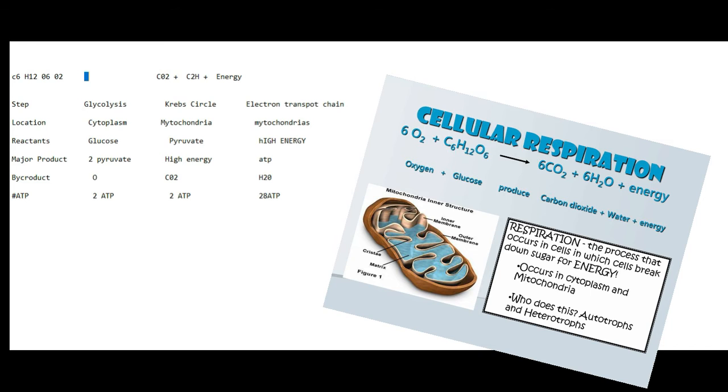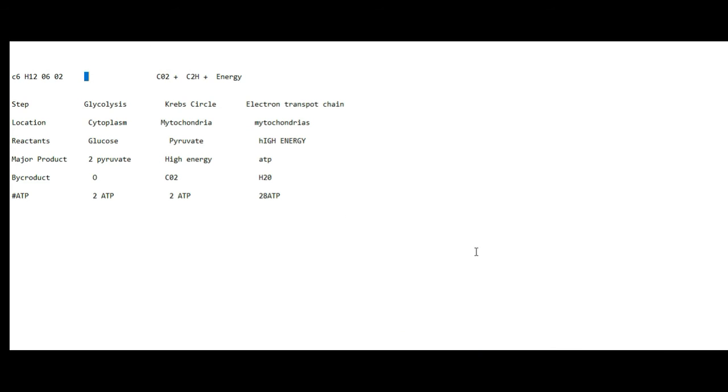I'll list up here the things we will look at for each step of cellular respiration, one of three. We'll look at where it takes place within the cell. We'll take a look at the reactions, so what goes in as input, and we'll also examine the main products as well as the byproducts that are produced during this reaction. And we'll take a look at the number of ATP.